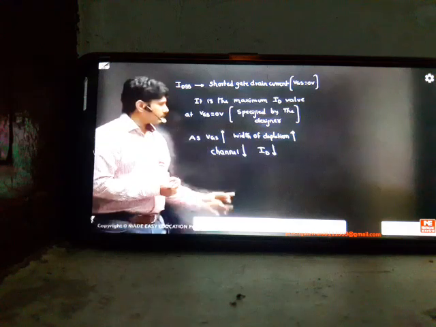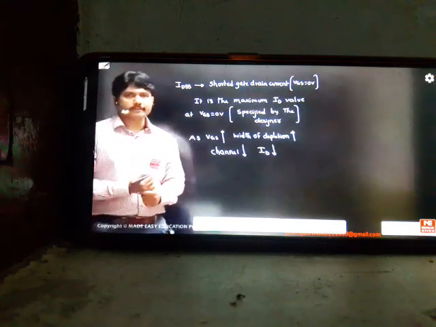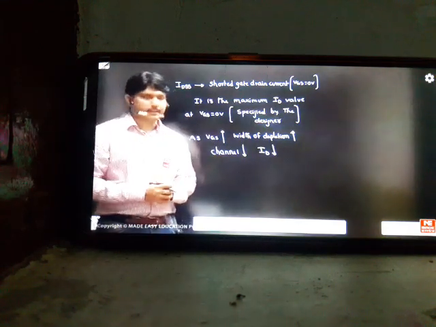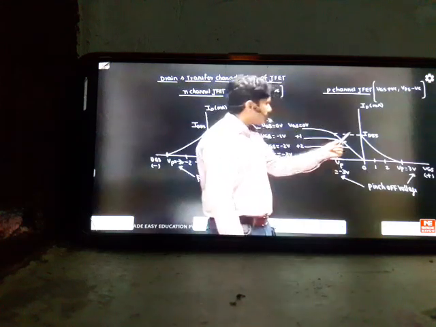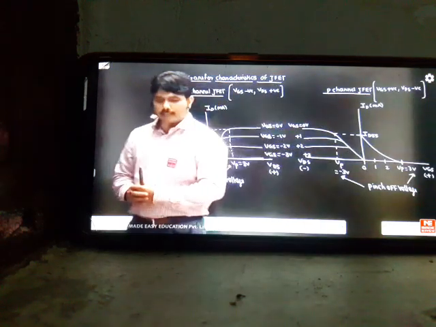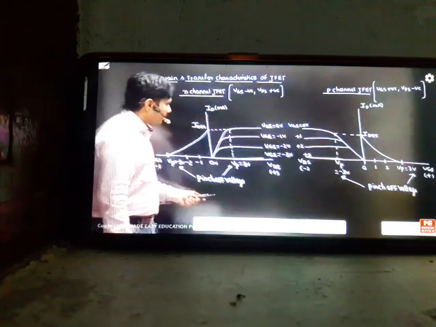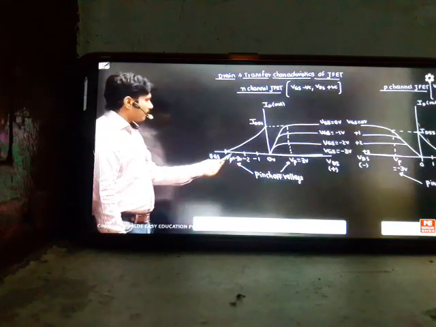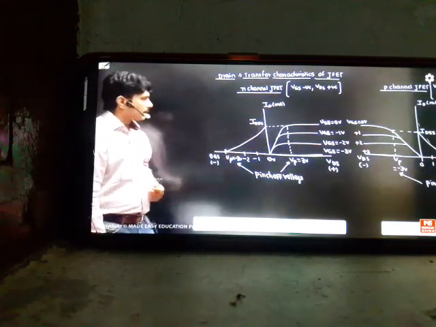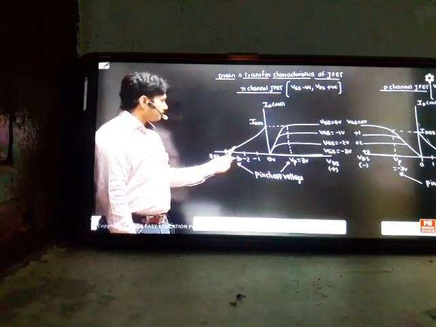In our graph, what you are seeing is this story. As VGS increases, the width of the depletion region is increasing, such that the channel will decrease, such that the ID current will decrease. This you can see in the previous slide. The current is decreasing from maximum to minimum. Here, in the N channel also, it is the same thing. As VGS is applying more and more reverse bias, the IDSS current is decreasing towards 0. So this is the graph meaning.